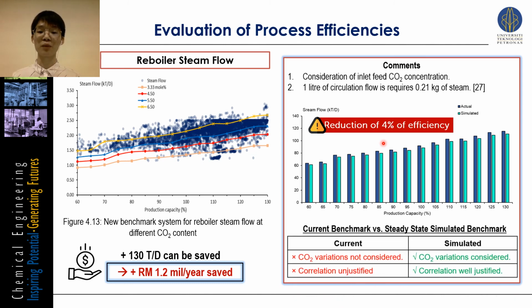Right now, let us compare between the before and after the new benchmark. So for the before, which is the current benchmark, CO2 variation are not considered. And for this new simulated benchmark, CO2 variation are considered. And for the current benchmark from company A, the correlation are unjustified. And in terms of this simulated one, the correlation is linear and it is well justified.